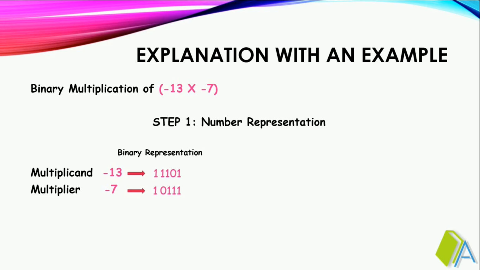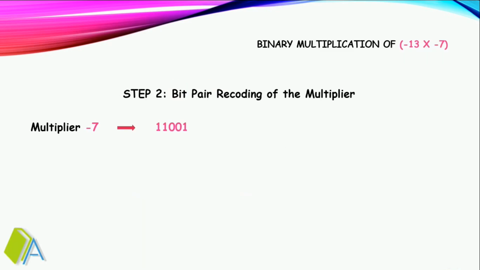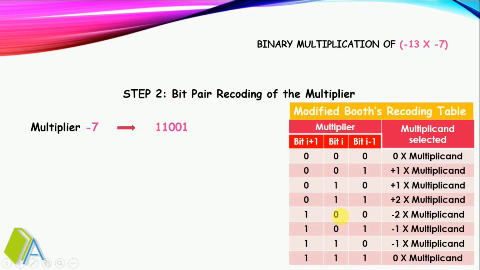Now we have to convert these two numbers into 2's complement format. So this is the 2's complement version of minus 13 and minus 7. The next step is to recode the multiplier using the bit pair recoding table. So this is the bit pair recoding table of the modified Booth algorithm.